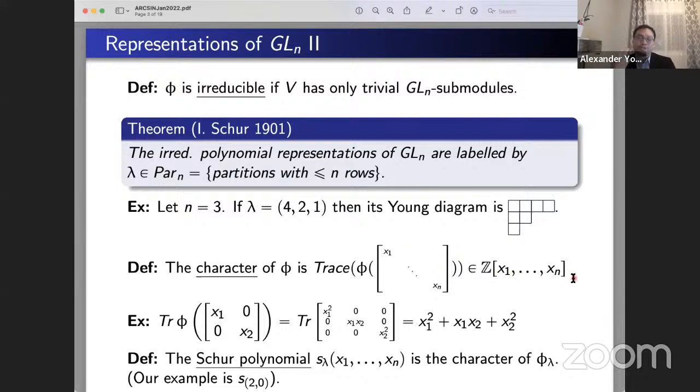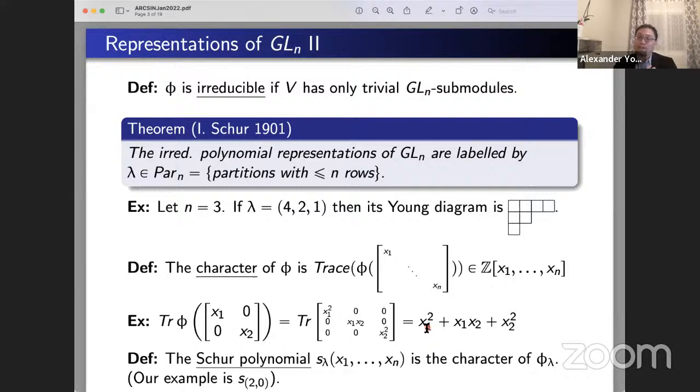It's a polynomial because we're assuming we have polynomial representations. In our particular example, I'm replacing A, B, C, D with just this generic diagonal matrix. And when you hit it through the homomorphism, you end up with this matrix, and the trace is this polynomial. You'll notice that the polynomial is symmetric, and that's for an obvious reason, because the definition of the character doesn't depend on how you name the diagonal entries.